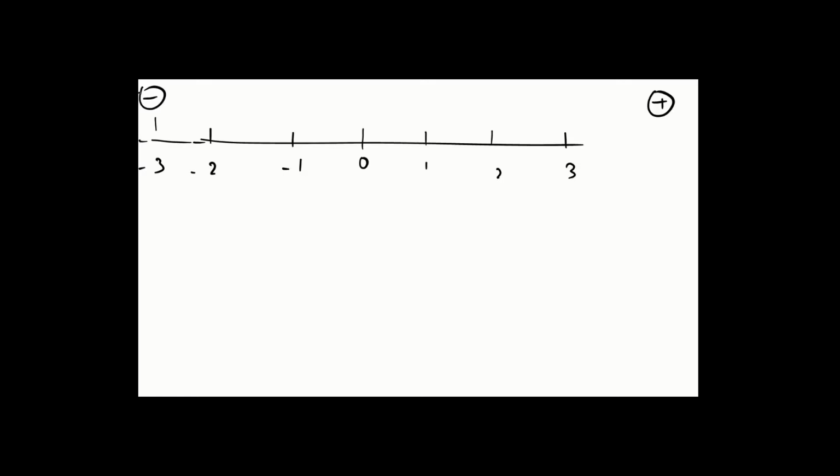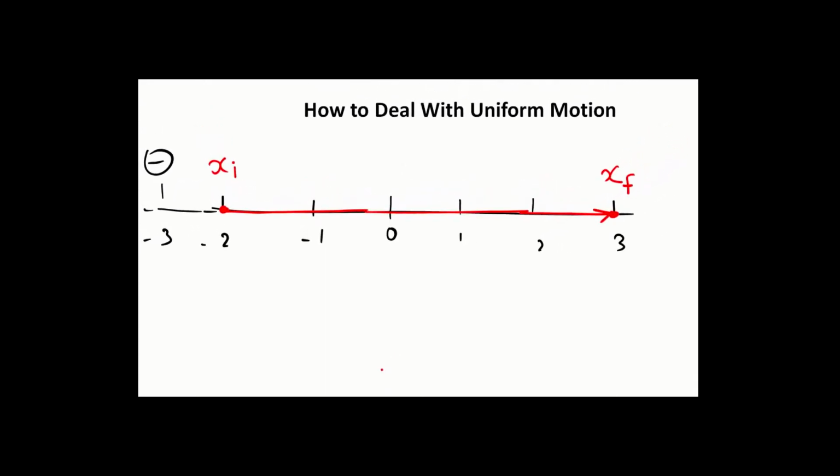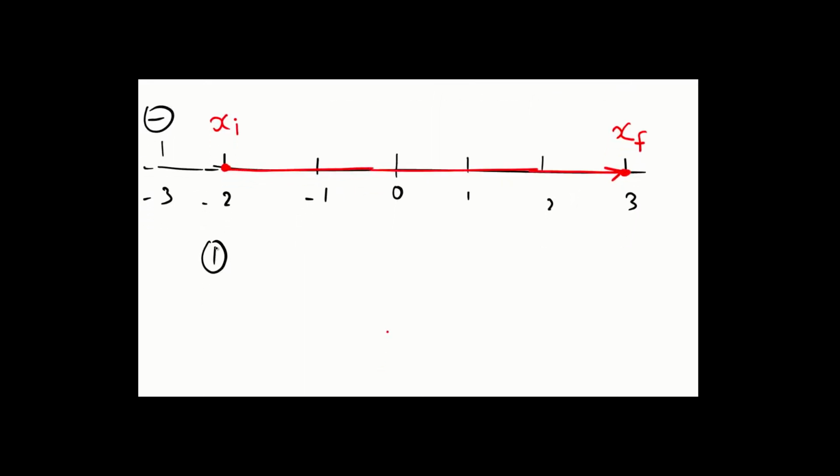Okay, so now how to deal with it? First of all, let's take an example. So let's say an object started from point 2 and it moved along this line and it reached point 3. So we have already defined two things for it, xi and xf, that is initial position and final position. Now let's deal with all of those quantities. So first thing, let's say the time taken is equal to t.